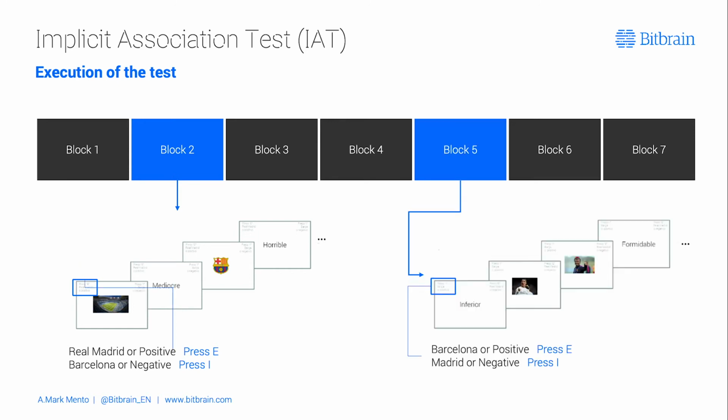Of course, in order to avoid biases, the location of all four of those potential categories is constantly randomly alternated in each block. So in the first block, Barcelona and positive may be grouped together on the left, and Madrid and negative are on the right. In the next block, it may be Barcelona and negative on the left, and Madrid and positive on the right, etc.